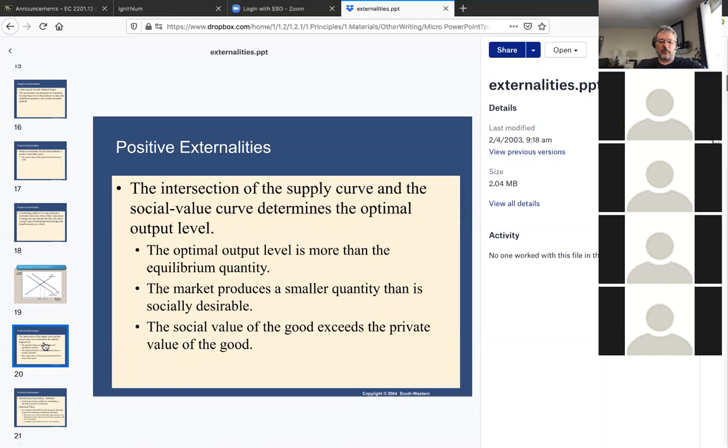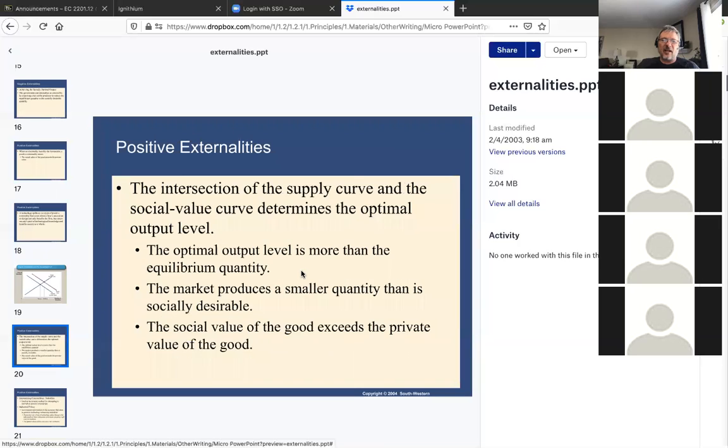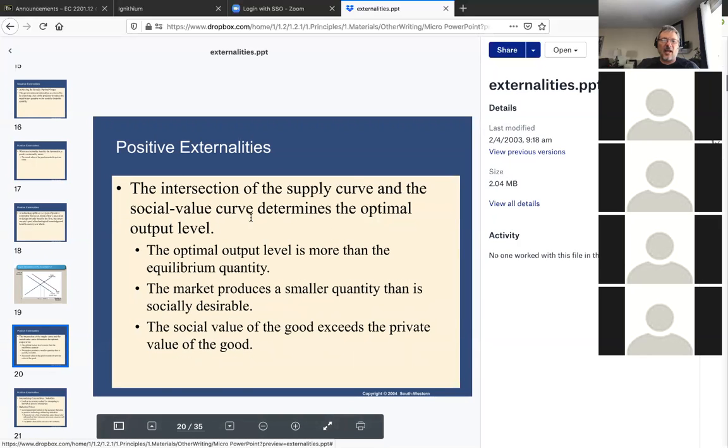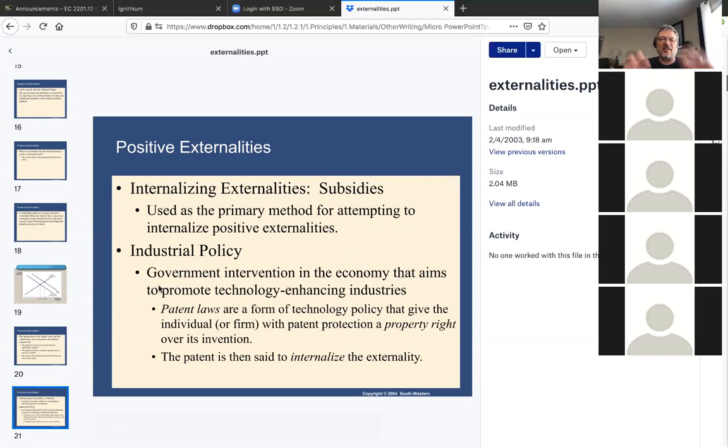So let me go ahead and keep track of my time here. The intersection of the supply and demand curve and the social value curve determines the optimal level of output. The optimal level of output is more than the equilibrium quantity. The market produces a smaller quantity than is socially desirable, and the social value of the good exceeds the private value of the good. So now you guys kind of get that.